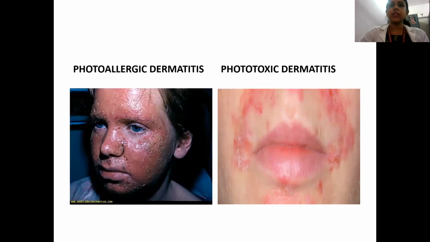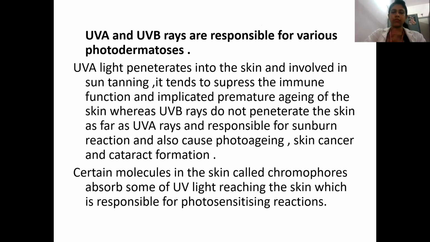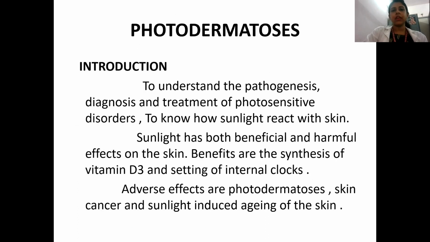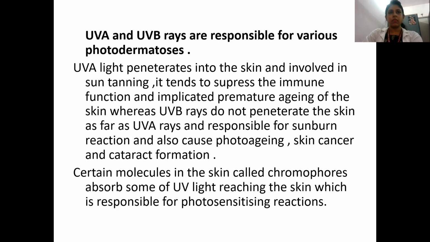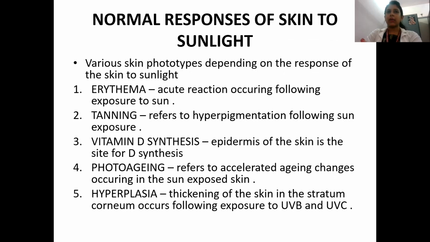So we'll go through the whole of photodermatoses one more time. We should know about the wavelength of UV radiations and the different types of UV radiation: UVA, UVB, UVC. UVA and UVB rays are mainly responsible for dermatosis. So how does the skin respond to sunlight normally? By erythema, tanning, vitamin D synthesis, photoaging, and hyperplasia.